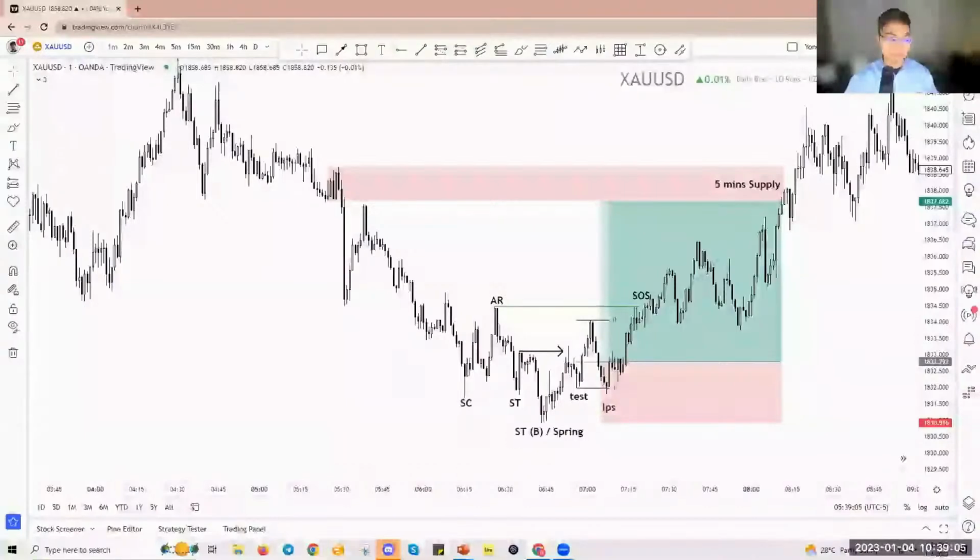So that's the reason why I say it might be complicated for new traders. I do not recommend beginner traders to use the Wyckoff schematic for trading.